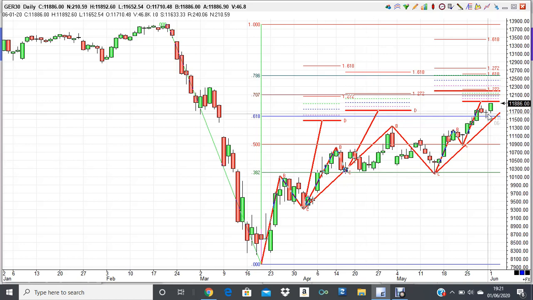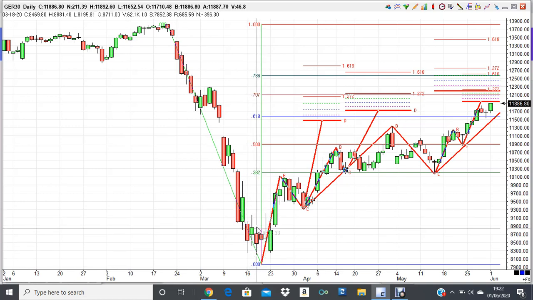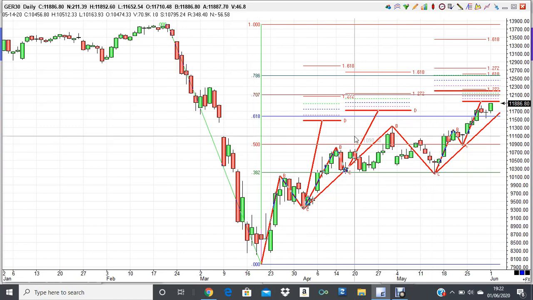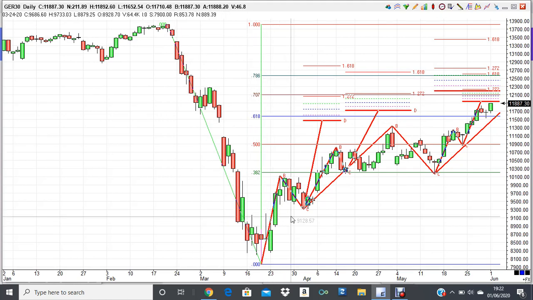Now, obviously, the cash market's closed, but this is the futures market, and you can see we're still rallying. We've made a new high on this rally since we made the low on the 19th of March, which has been a rally back. You can see we took out the 61% retracement of the high that we made on February the 20th, the all-time high in the DAX. We came down, and now you can see all these ABCD patterns.